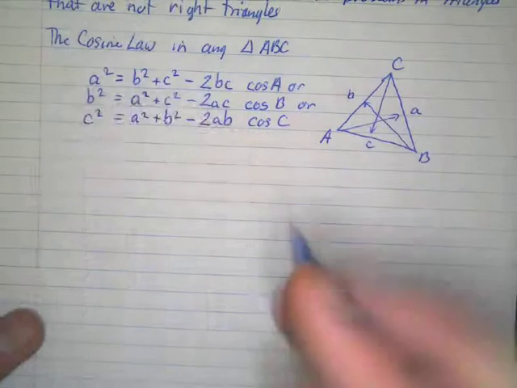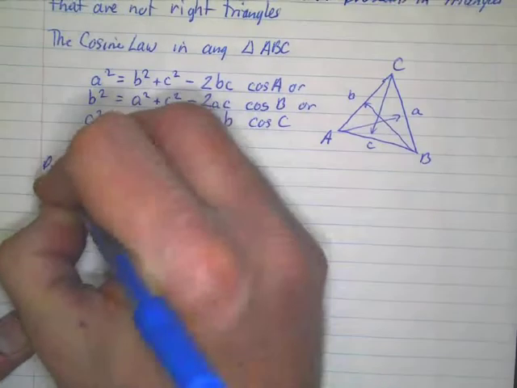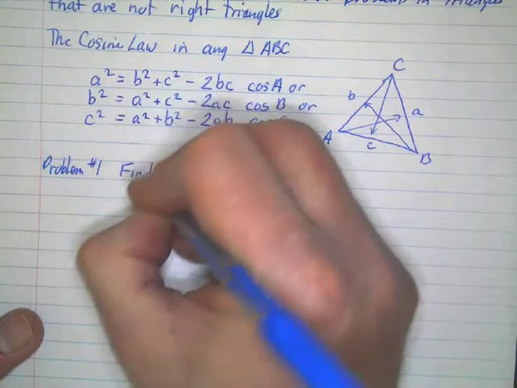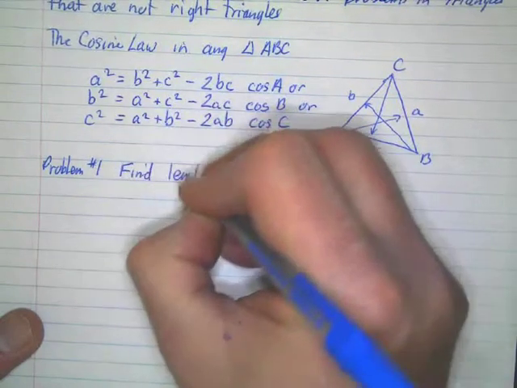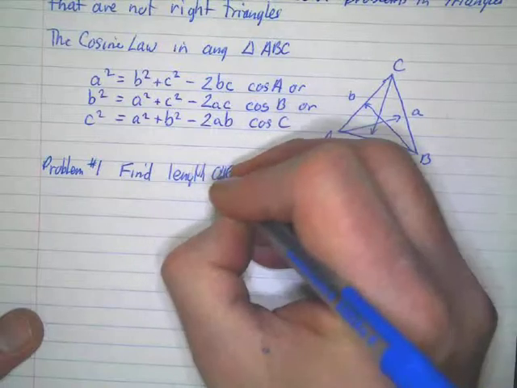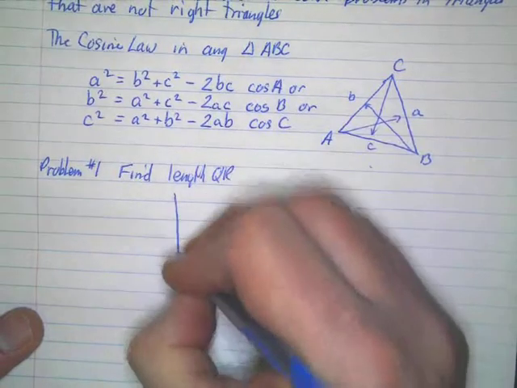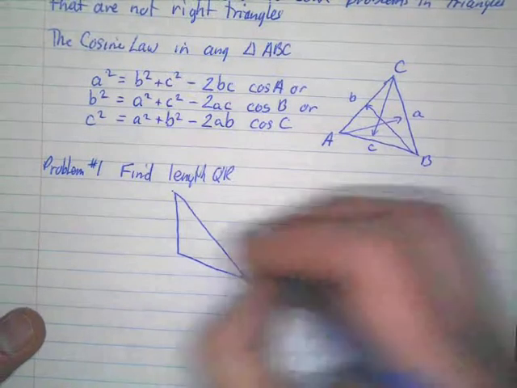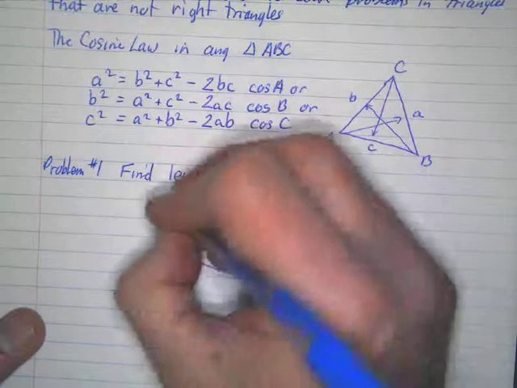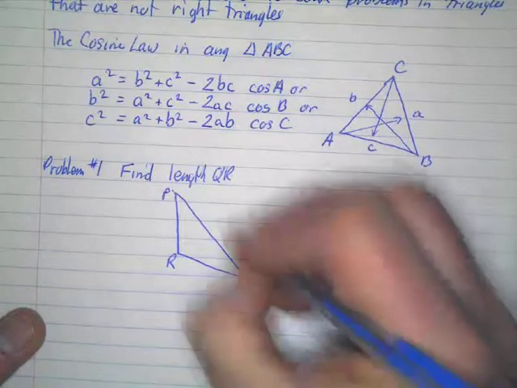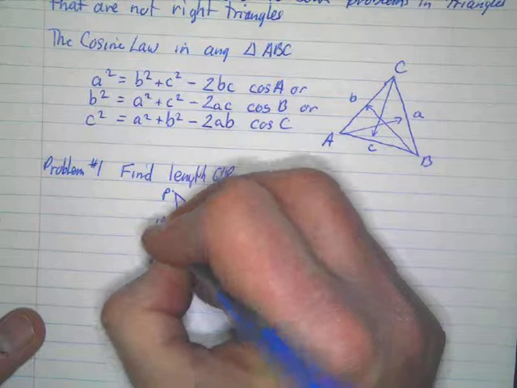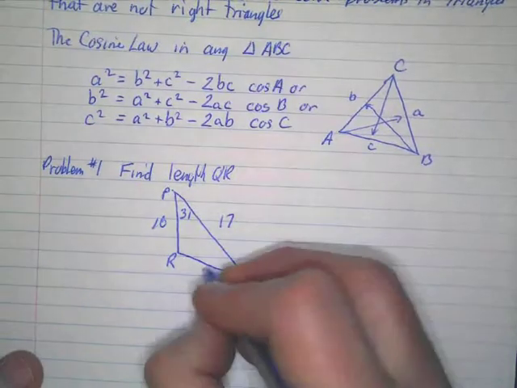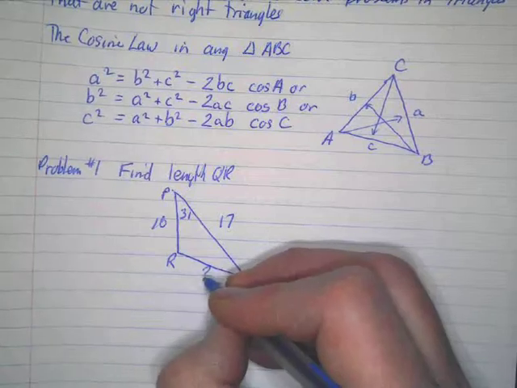Problem. We have to find the length QR in this triangle that may look like this. It's not a right triangle, so we have R here, we have P here, we have Q here. This is 17, this is 10, and this is 31. And they want us to find the length of QR, which is there. So that is what we have to find.